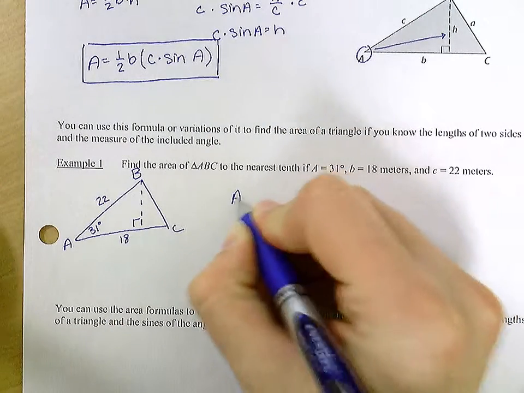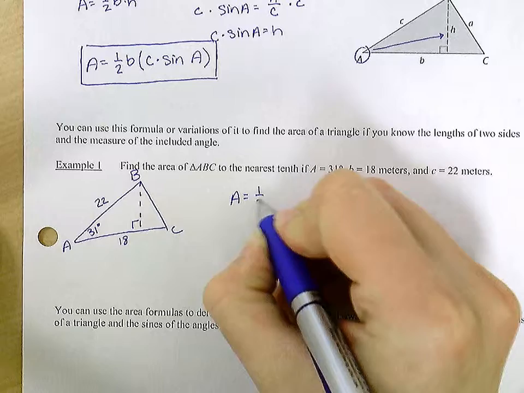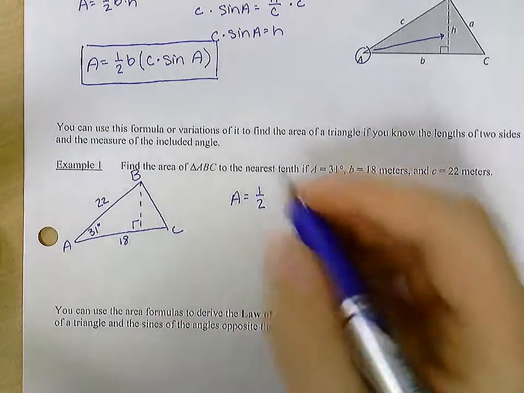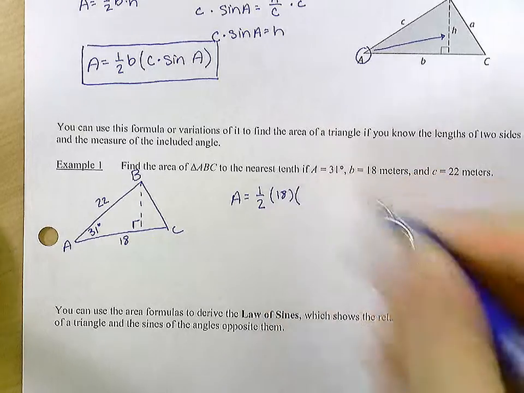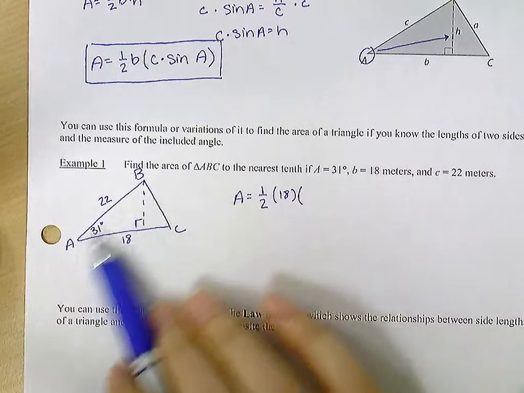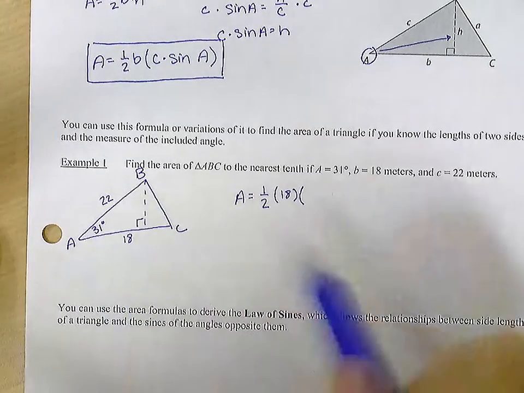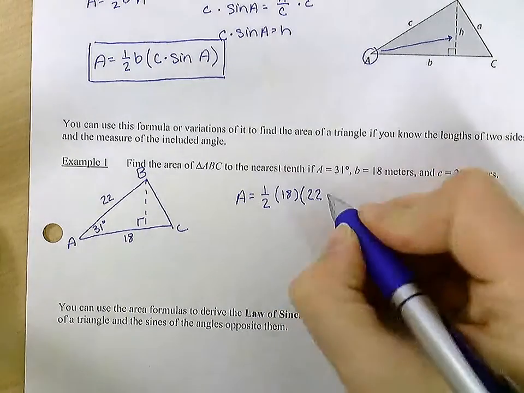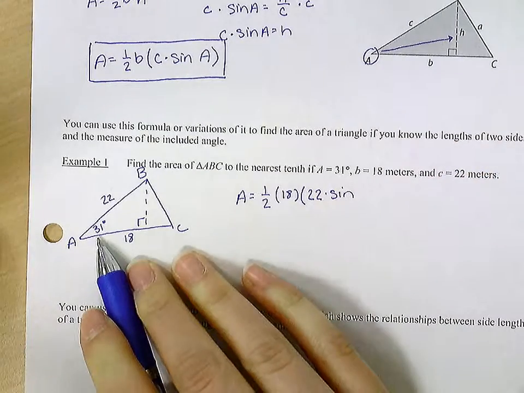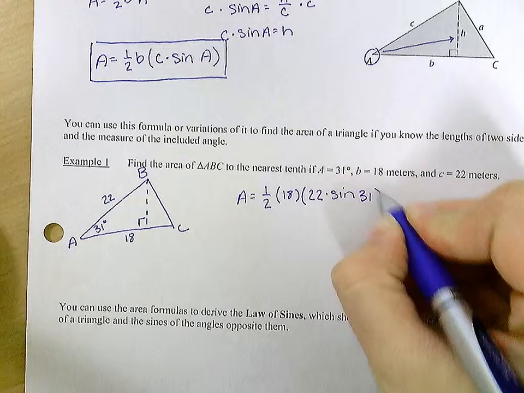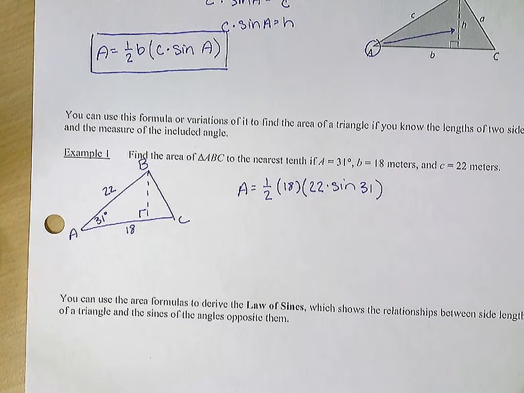So all I have to do is plug in each of these values, so I'd have 1/2. Our base side is 18 times that C value, or hypotenuse in that right triangle, is 22. And that's multiplied by the sine of the angle that I'm given, which is 31. Okay, and you can just enter this into your calculator then. So 1/2 times 18 times 22 times sine of 31. Make sure you can enter that into your calculator.